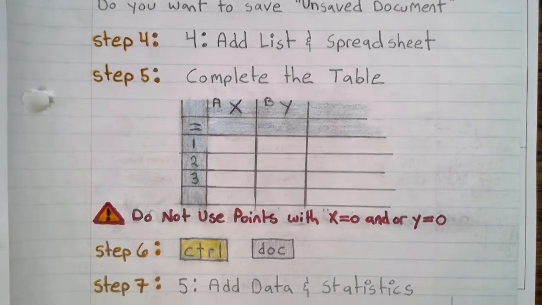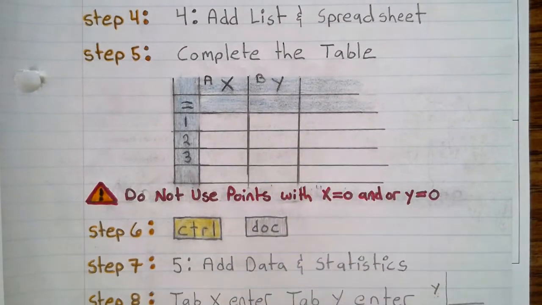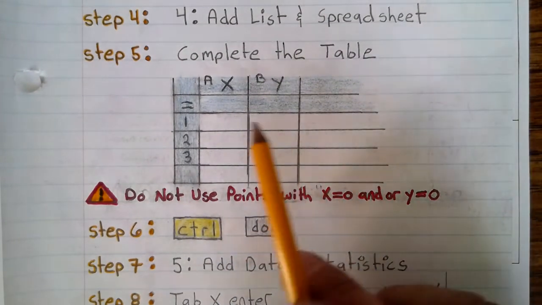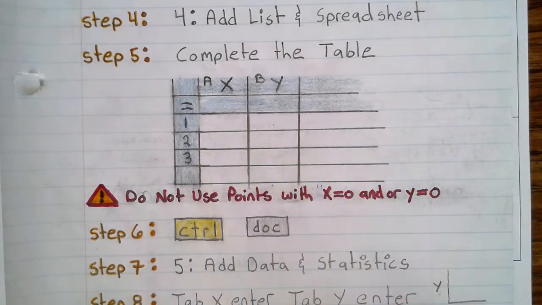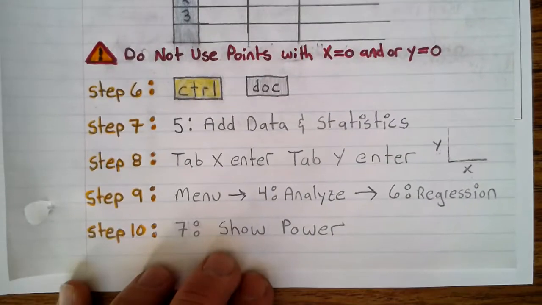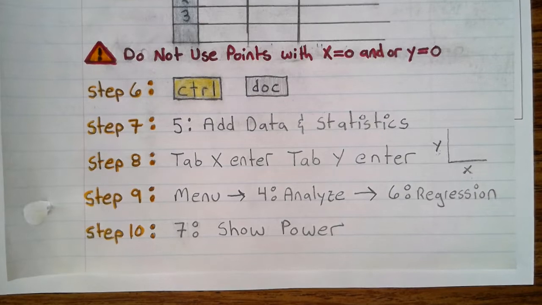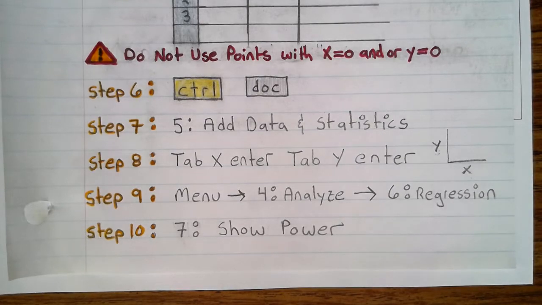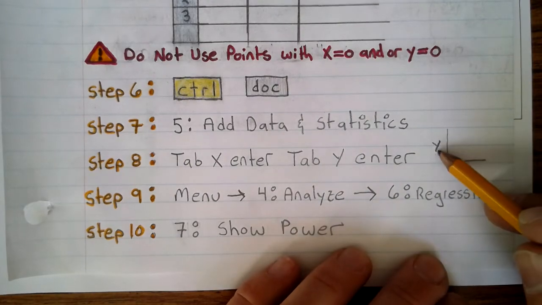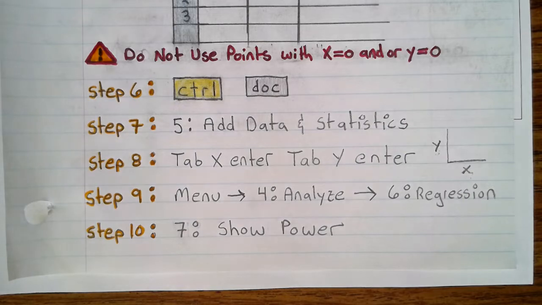Now, a little warning, do not use points with x equals 0 or y equals 0. So if there's a 0 in the x or y, you can't use that point. Step 6, control doc. Step 7, press 5, add data and statistics. Step 8, press tab x enter, tab y enter. Make sure the x is on the bottom, the y is on the left. Step 9, press menu for analyze, 6 regression. Step 10, press 7, show power.